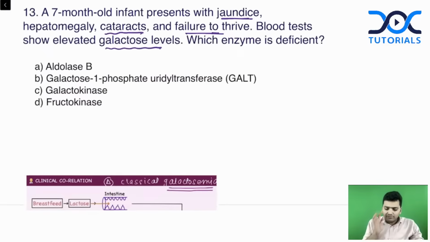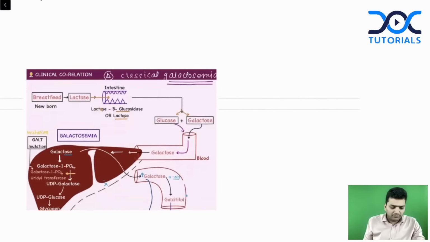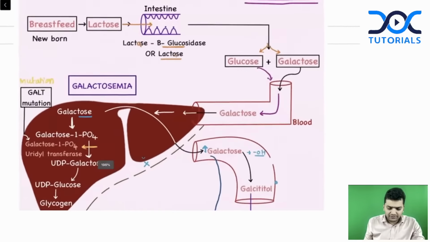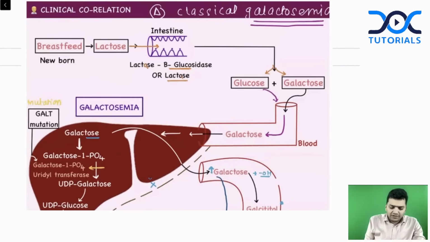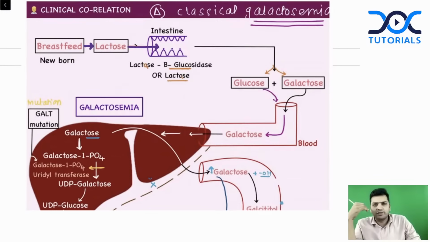See, basically, when we have discussed galactose metabolism, first let me make you understand how the galactose metabolism occurs, and then we will come back to the answer. It occurs like this. When the mother is going to breastfeed the child, the lactose molecules are there. This lactose molecule goes in the intestine because lactose is a disaccharide and we can't absorb the disaccharide.